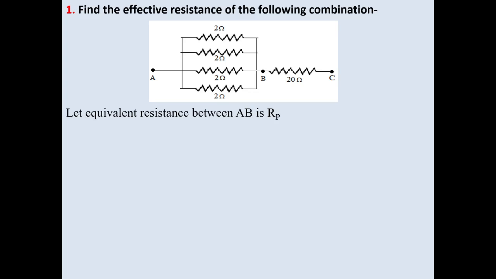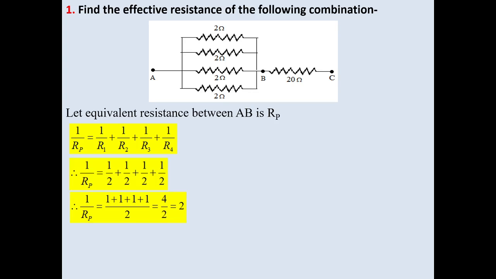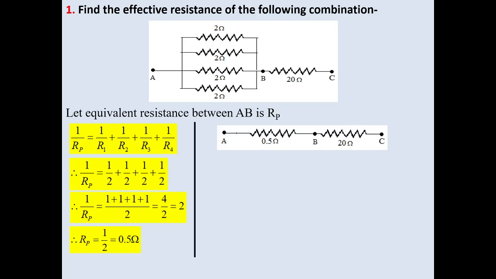So we will find out first the equivalent resistance Rp of this parallel combination. Using equation 1 upon Rp is equal to 1 upon R1 plus 1 upon R2 plus 1 upon R3 plus 1 upon R4. Each resistance here is 2 ohm. So substituting the values, we will get finally Rp as 1 upon 2, that is 0.5 ohm. So in between A to B, instead of 4 resistances, we will now have only one resistance Rp, that is 0.5 ohm. So we will substitute here.